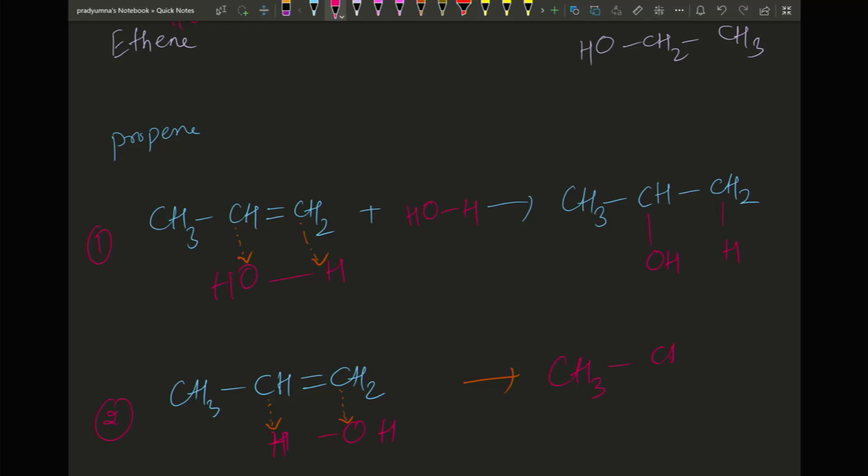CH3, CH. Oh, we forgot the color code. CH3, CH. So always remember the double bond is always gonna be gone and it's gonna convert into a single bond. But the question is, which one is correct? So there are two possibilities. The OH could go to the right or the OH could go to the left.